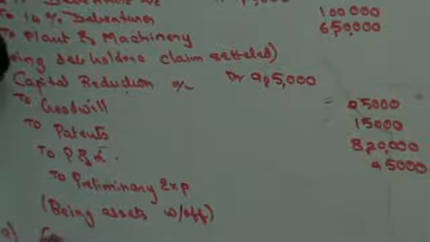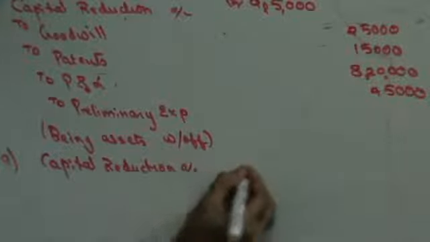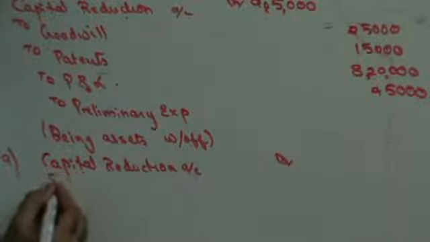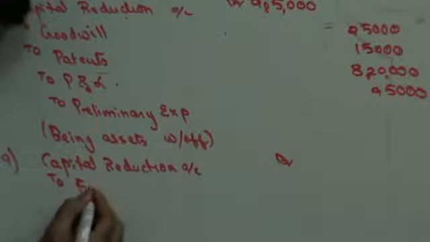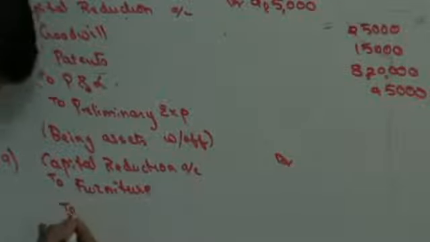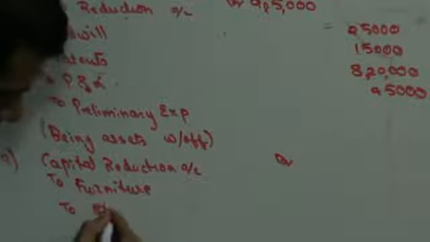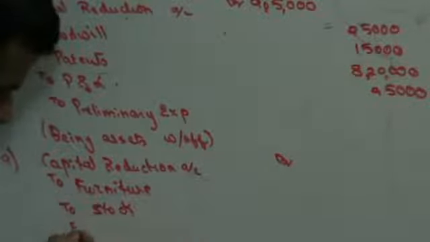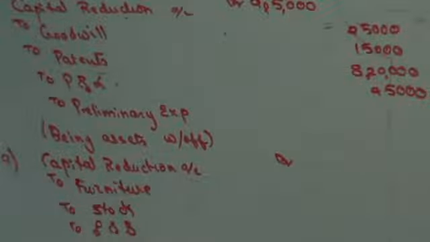So this is going to be capital reduction account debit to furniture, to stock, to land and building, and to debtors.